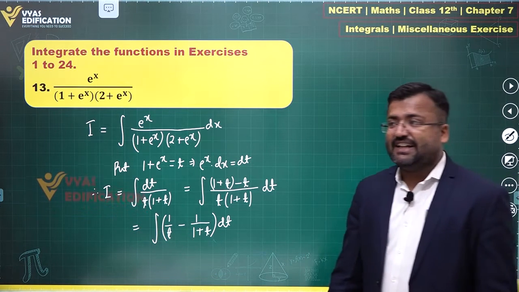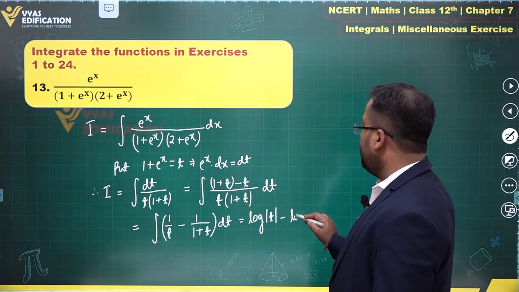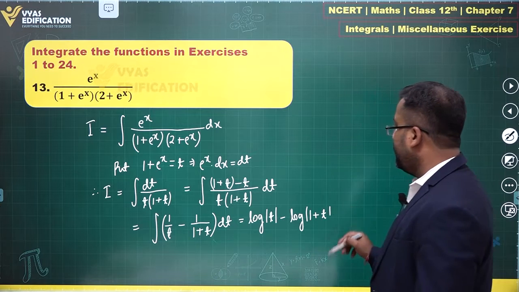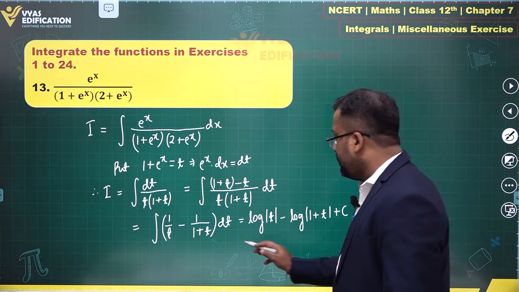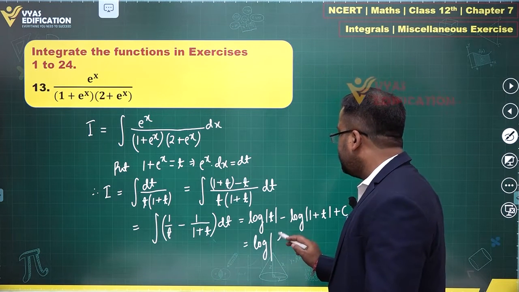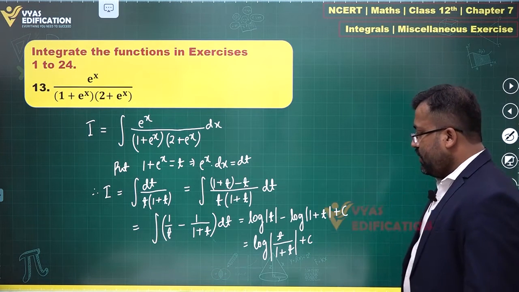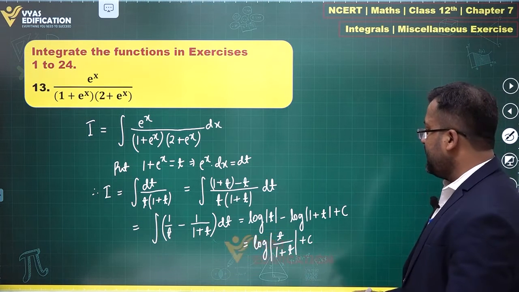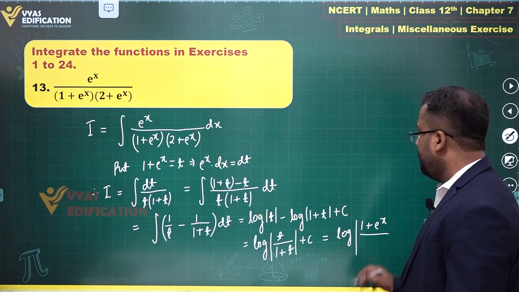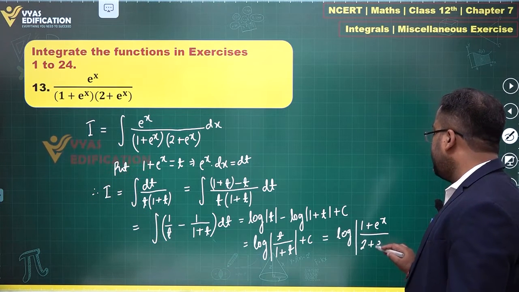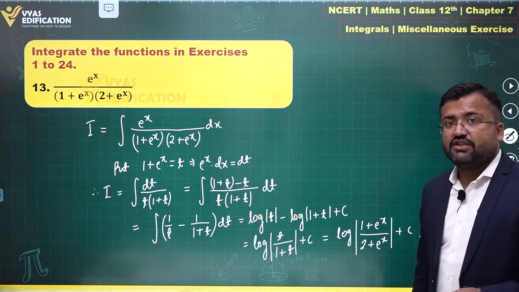So 1 upon t, the integral will be log modulus t minus log modulus 1 plus t for the other term, plus constant. And we can merge these two logs. So this will be log modulus t upon 1 plus t plus constant. What about the value of t? t is 1 plus e power x. So this will be log modulus of 1 plus e power x upon 1 plus 1, which is 2 plus e power x, modulus. This is my final answer for this 13th question, as you can see over here.